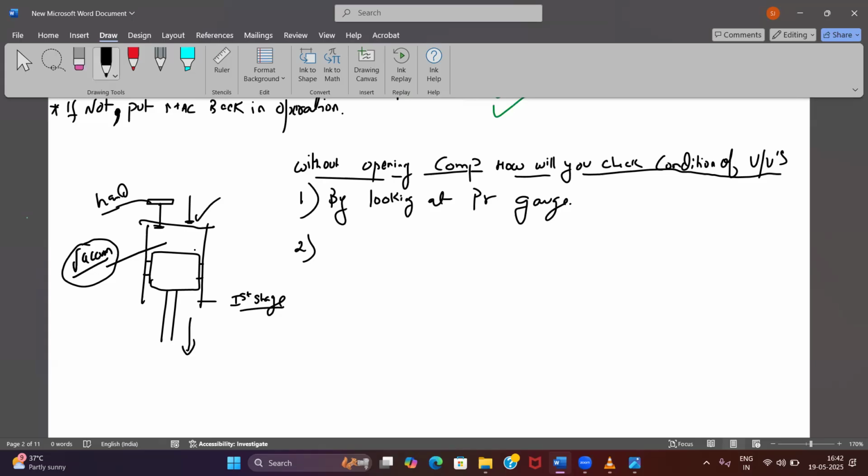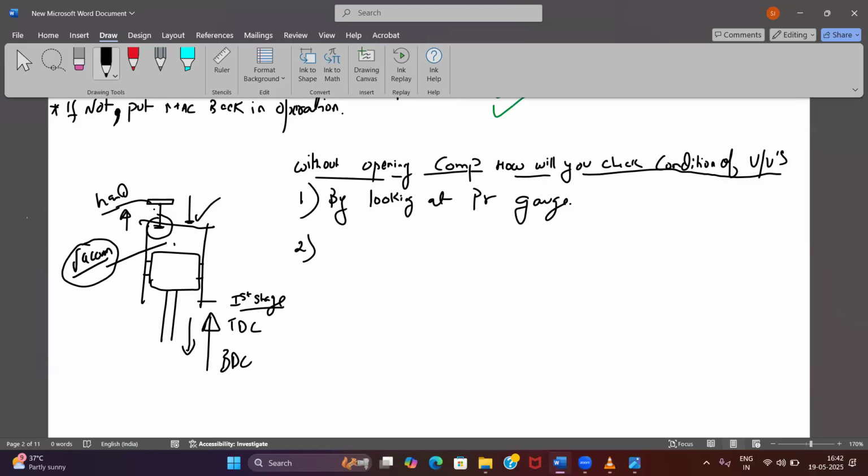Now, if I come from BDC to TDC, I keep my hand over here after removing the filter. If I feel any air coming onto my hand, does it mean my suction valve is leaking? Yes, sir. It means it's leaking.